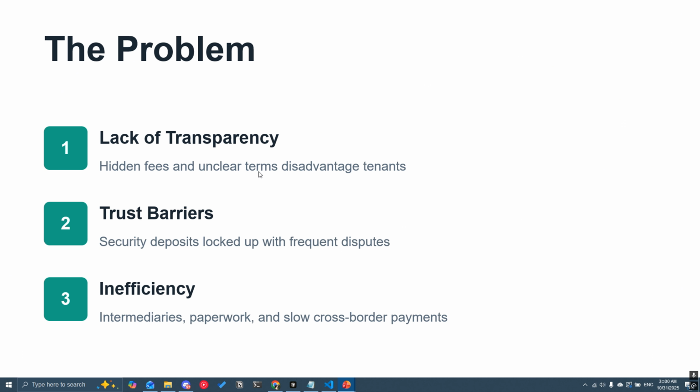First, lack of transparency. Rental agreements are opaque, with hidden fees and unclear terms that disadvantage tenants. Second is the trust barriers. Security deposits are locked up, often disputed, and can take months to return. Both landlords and tenants lack protection. Third is inefficiency. Traditional rental processes involve middle-person paperwork and slow payment settlements, especially for cross-border transactions.